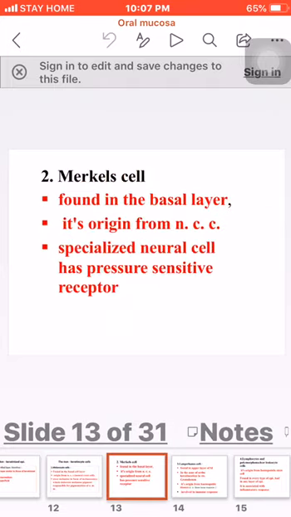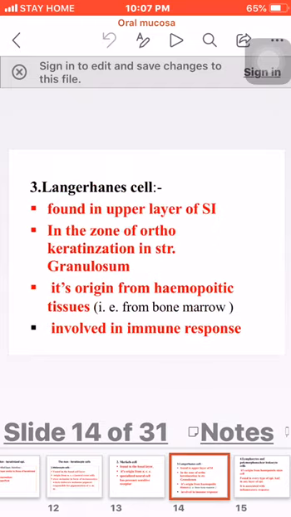Second, the Merkel cell, found in the basal cell layer. Its origin is the neural crest cell. Its function is as a specialized neural cell, a pressure-sensitive receptor. The Langerhans cell is found in the upper layers of the stratum intermedium, and in the orthokeratinized zone, it is present in the stratum granulosum. Its origin is hematopoietic tissue, like the bone marrow. Its function is involvement in the immune response.